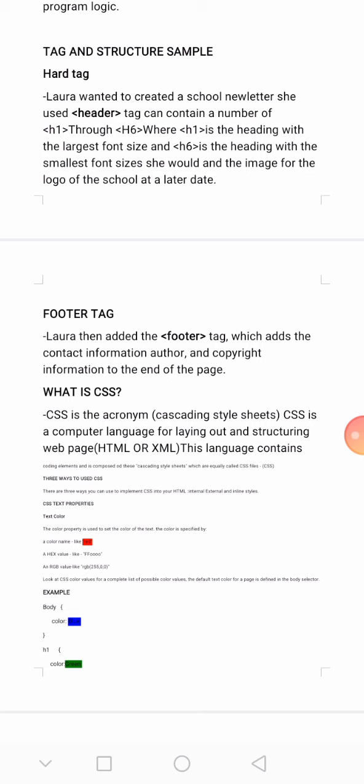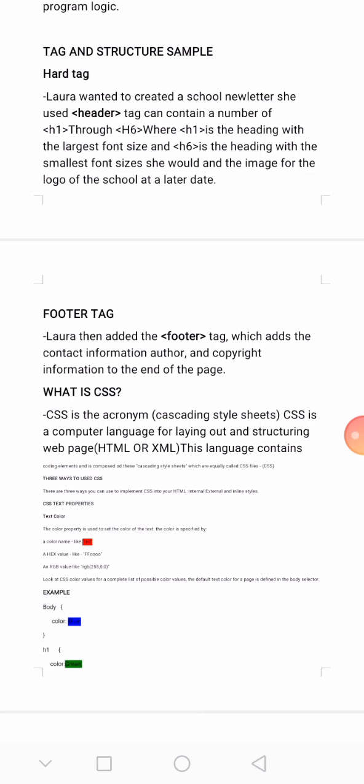What is CSS? CSS is the acronym for Cascading Style Sheets. CSS is a computer language for laying out and structuring web pages, HTML or XML. This language contains coding elements and is composed of these cascading style sheets, which are equally called CSS files.